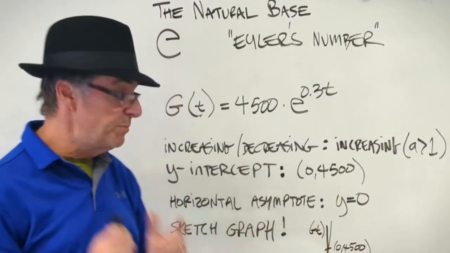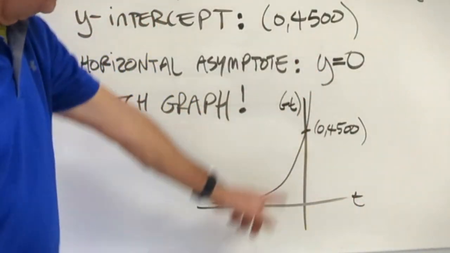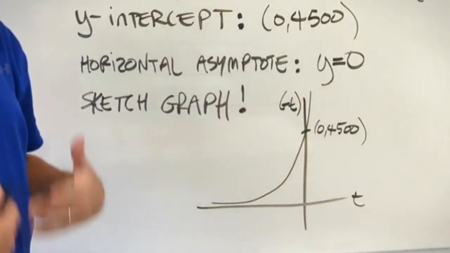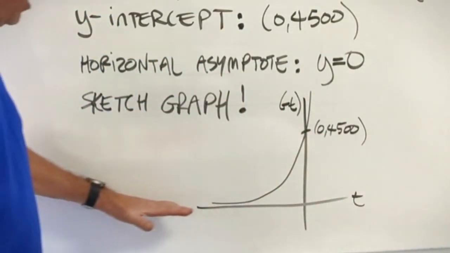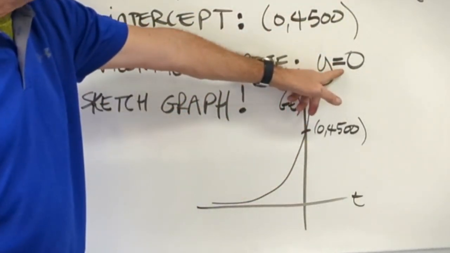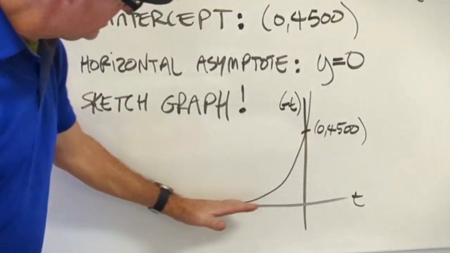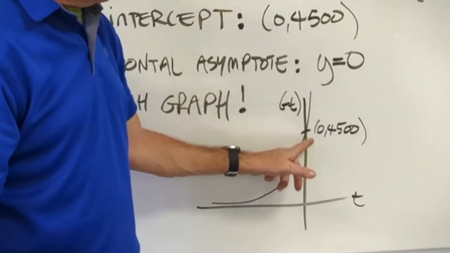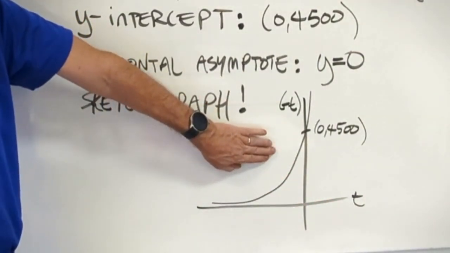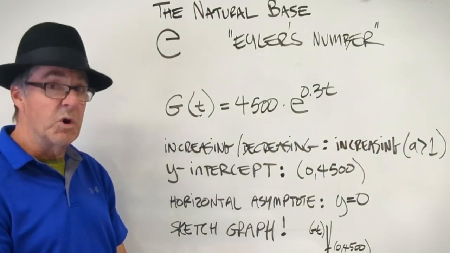Okay, sketch, super simple. I made my axes, my t-axis and my g of t-axis. I marked my y-intercept at (0, 4,500). I know the function is increasing, so it's going to go from the left low and on up. And I know the horizontal asymptote is y equals 0, which is the x-axis. So I just drew it right next to the x-axis, increasing up, going through (0, 4,500), and there you have it. That's a perfectly good graph if the command is sketch. If it's draw, you probably want a few more points on there, a few more labels.